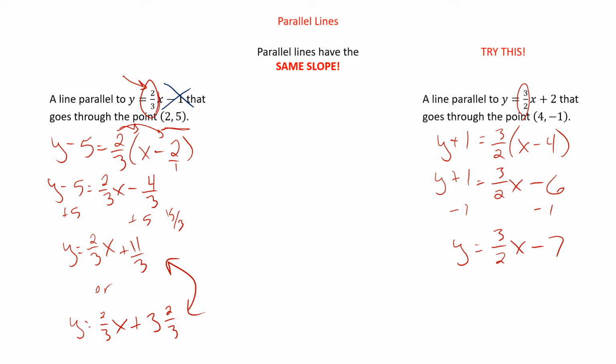How'd you do on that one? Did you do okay? If you made a mistake, did you see where you made your mistake? All right, so that's parallel lines. Again, it's the same thing we've been doing. It doesn't give us a slope by saying the slope is this. It gives us a slope in an equation.